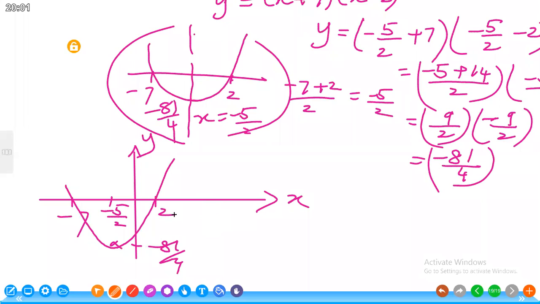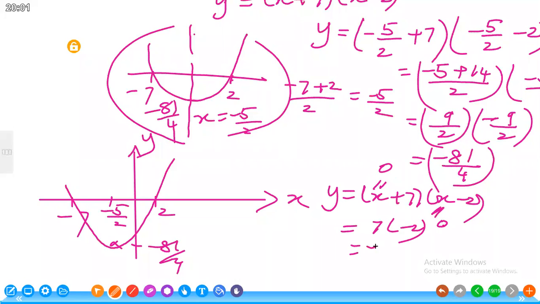Okay. Now you have to find the value where the graph intersects the y-axis, right? How to find where the graph intersects the y-axis? On the y-axis, x is equal to 0, right? Okay, in the equation, y is equal to (x + 7)(x - 2), right? On the y-axis, x is equal to 0. Okay, now substitute x equal to 0 in this equation. 7 into -2 is -14, right? Okay, the graph intersects the y-axis at -14.